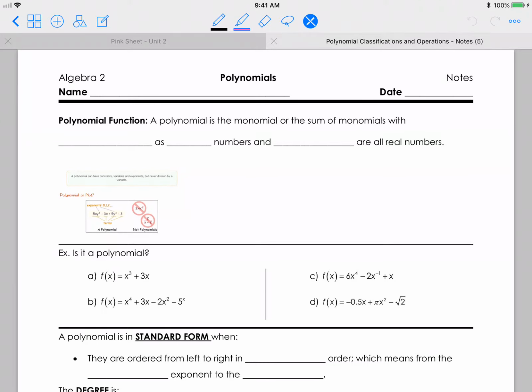Okay, today we're going to be talking about polynomials, and we're going to be classifying them, and then we're going to be doing some operations with polynomials. So first, let's talk about what is a polynomial function.